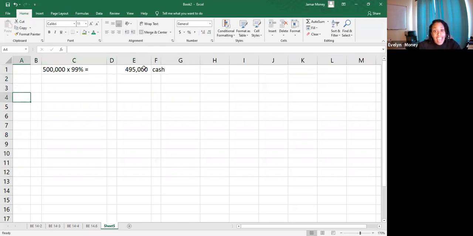Now we're going to compare this cash to the carrying value of the bonds to determine whether or not there is a gain or loss. So if we're dealing with bonds and there is a premium or a discount, then there could be some type of gain or loss on the redemption of the bonds. And again, we're calculating that by comparing the carrying value to the cash that we're paying out.